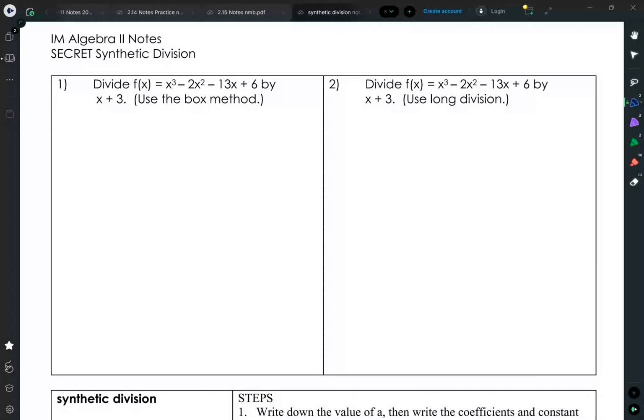So you're doing 1 and 2 on your own and then checking your answers with me. So these are like your warm-up. So 1 and 2 are the warm-up. Go ahead and try them. One is long division with box method. The other one is just long division. So go ahead and do those right now and then unpause the video and see how you did.